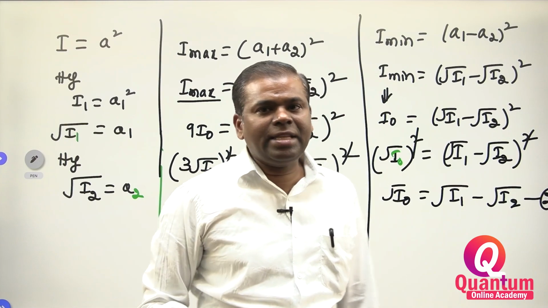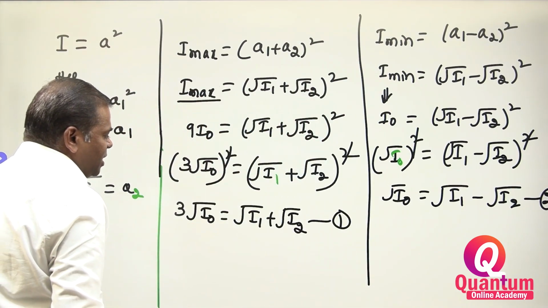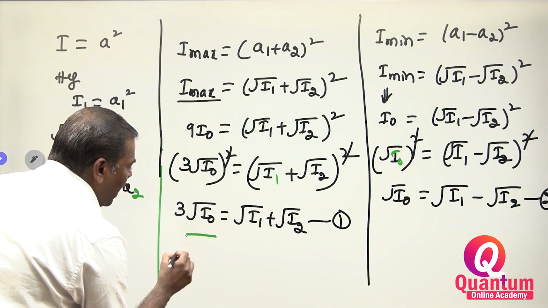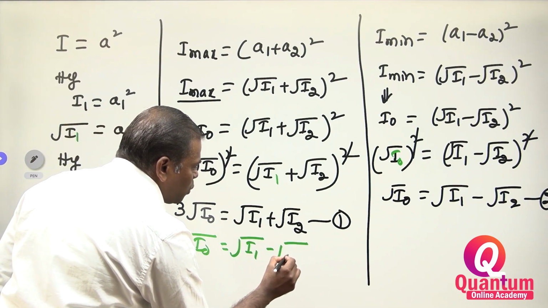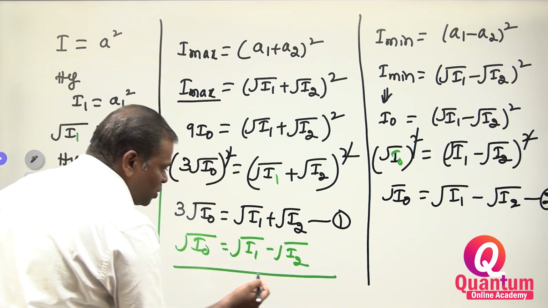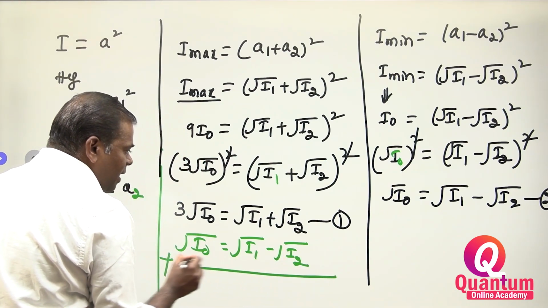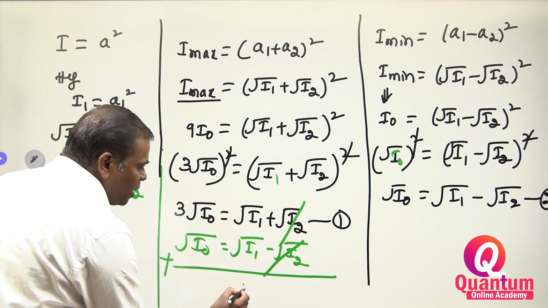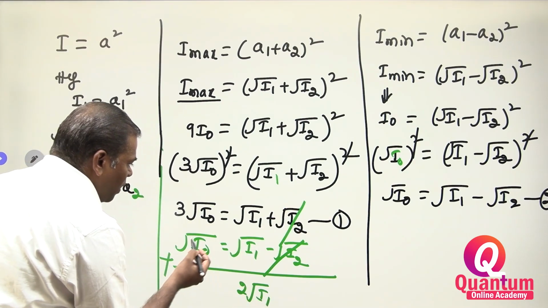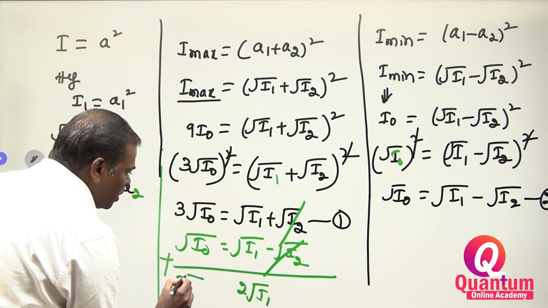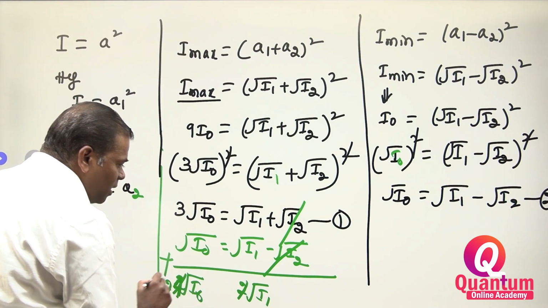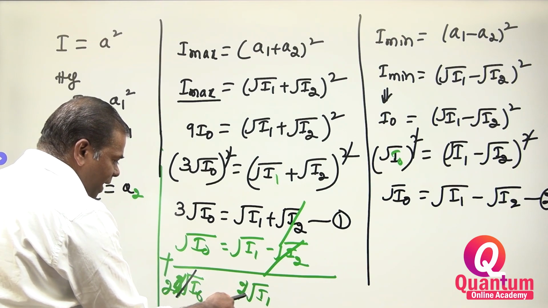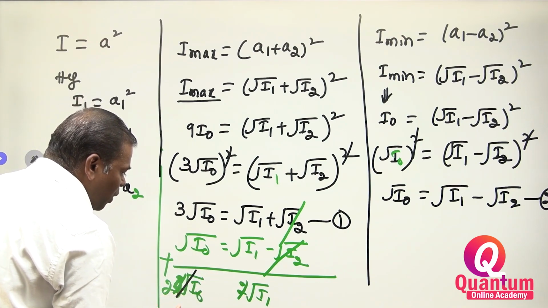First take the first expression. What is the first expression? Root I naught is equal to root I1 minus root I2. Now add these two equations, so this one gets cancelled. 2 root I1 is equal to 3 plus 1, which is 4 root I naught. If you want the root to get cancelled, square it. What will happen? You have to see.